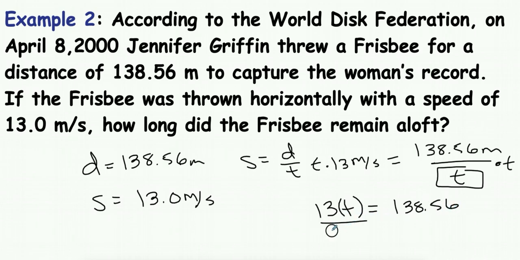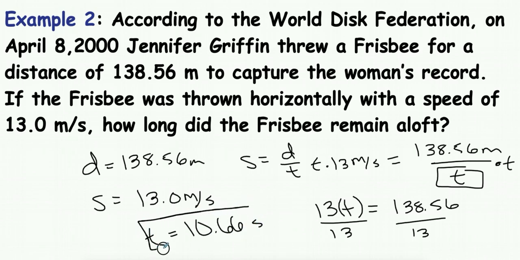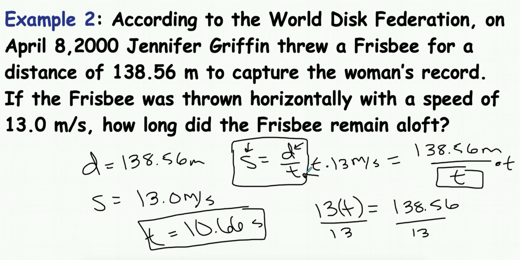Now we get rid of 13 by dividing it out. And you're going to put that in your calculator, and you get a little bit over 10, okay? 138.56 divided by 13, you get 10.66. So we solve for a time, so 10.66 seconds, okay? So this equation right here, not too terrible, pretty simple equation. We have speed, we have a distance, we have a time, okay?